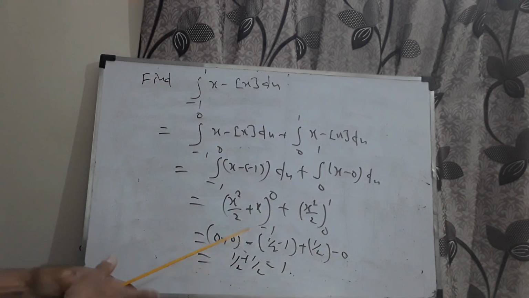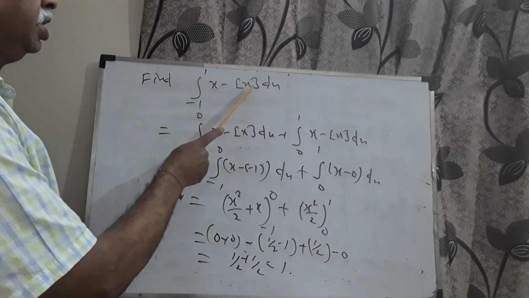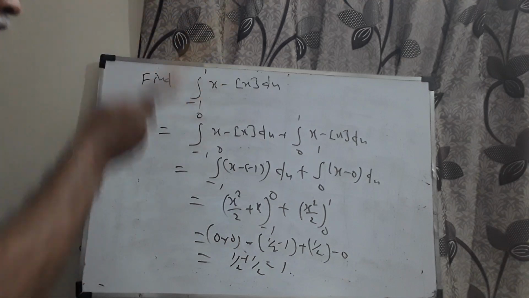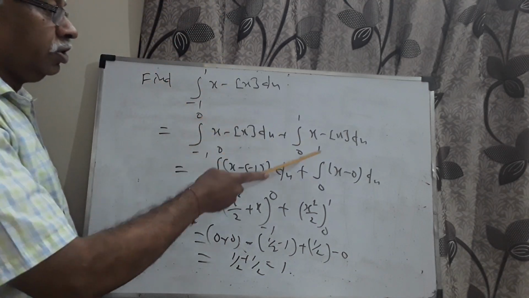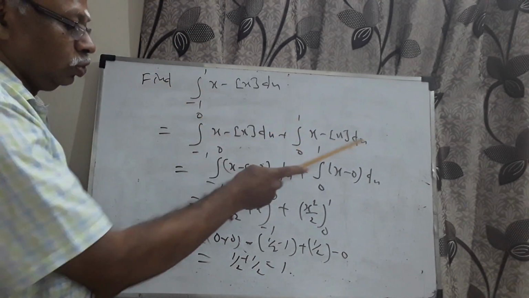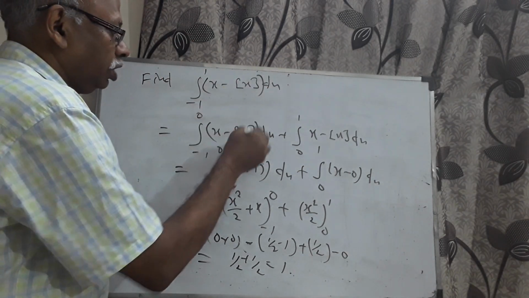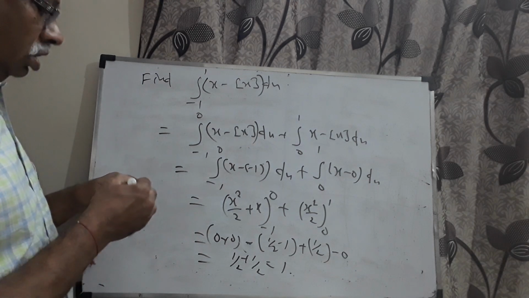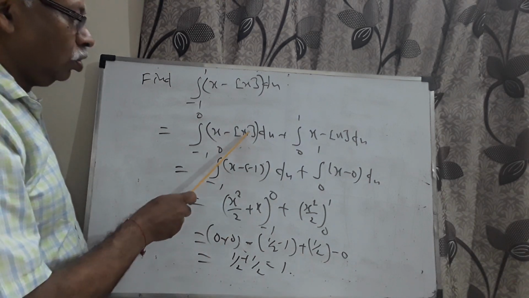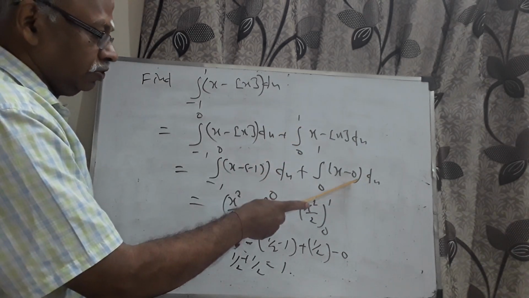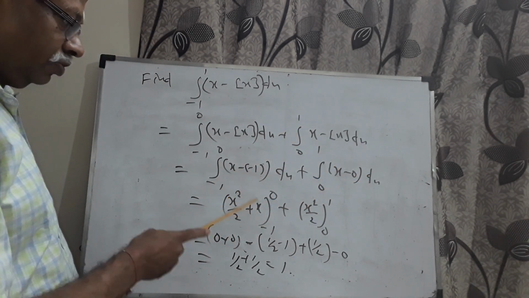Let me just repeat. The integral from minus 1 to 1 of x minus box x dx, or you can very well write f(x) dx, where f(x) is this much. I'll split it as the integral from minus 1 to 0 of this value, plus the integral from 0 to 1 of this value. We can put this in brackets also if you want. For any value between minus 1 to 0, box x is nothing but minus 1. For any value between 0 to 1, the box value is 0. Therefore this gets reduced to x plus 1.